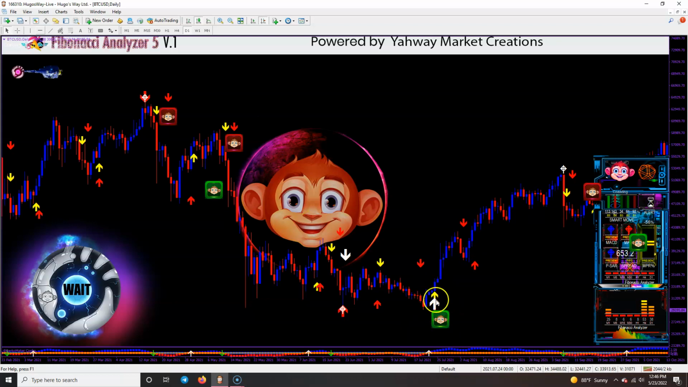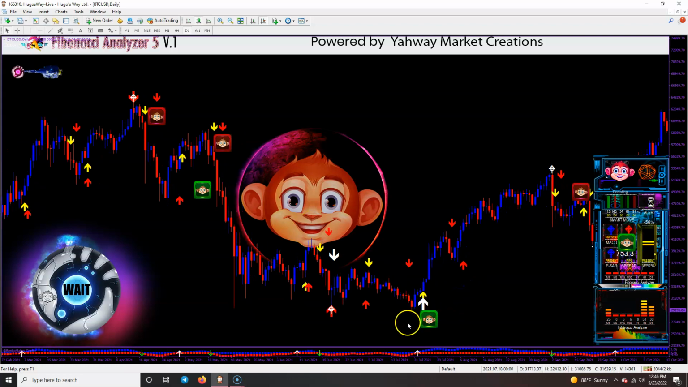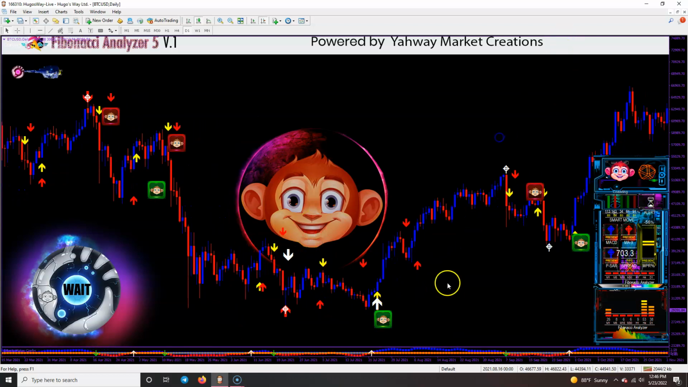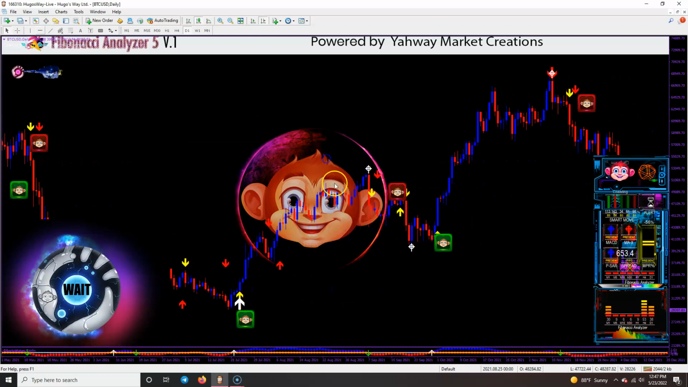The white arrow is letting you know that this thing is about to burst off and go up very, very fast. Okay? You can get out here if you want to at the bullseye arrow signaling down, but I would wait until you see the next bullseye arrow.